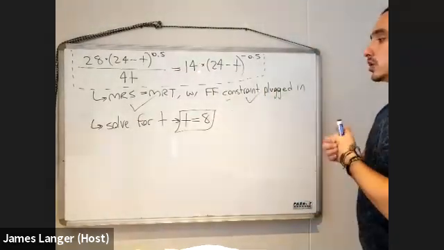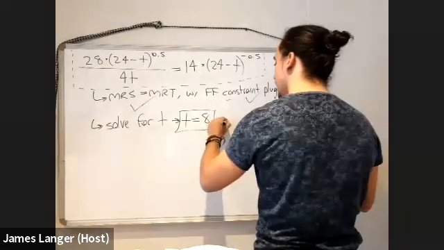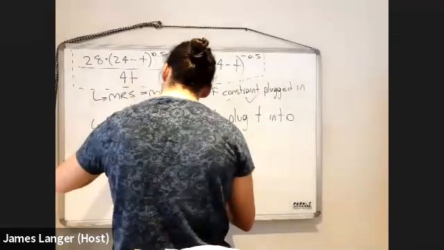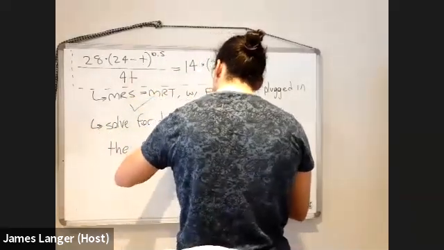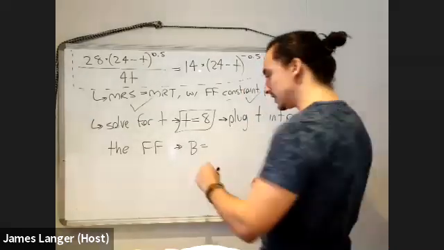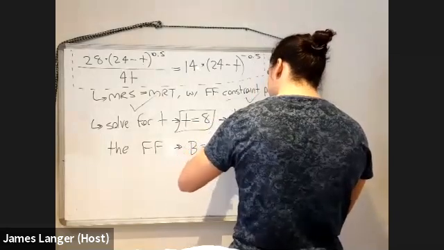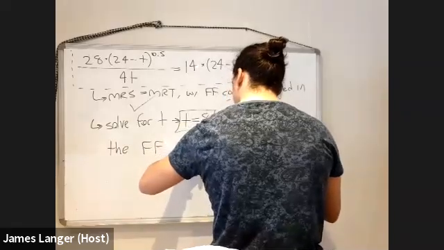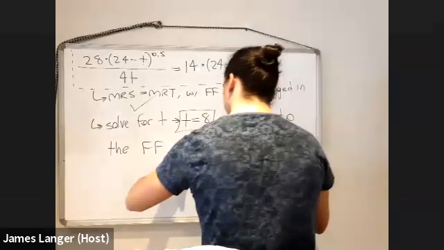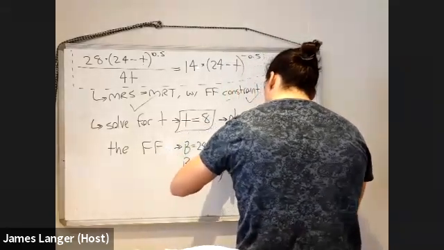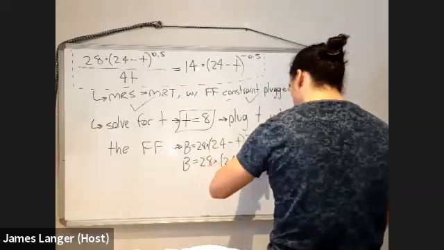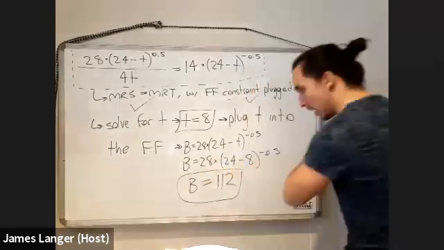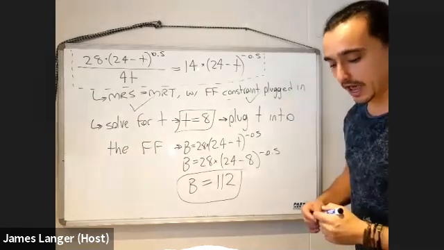All right? So solve for T. Once you've got that T, you plug T into the feasible frontier. So in this case, what was B equal to? B was equal to 28 times (24 minus T) to the power of 0.5. So B is going to be equal to 28 times (24 minus 8) to the power of 0.5. And so your answer for B is going to be 112. So you got your T, you got your B, and you're sorted, right?